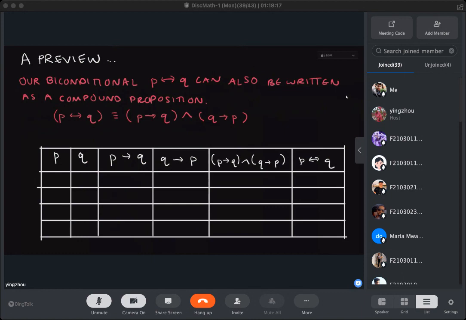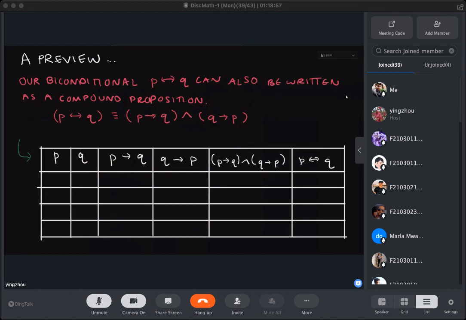So we just talked about a biconditional, and we want to give you a little preview into our next video and what we're going to be doing. Our biconditional, P if and only if Q, can also be written as a compound proposition, and that's what we're going to be working on next, being able to make a truth table for compound propositions. So we're going to talk about basically how to construct this.